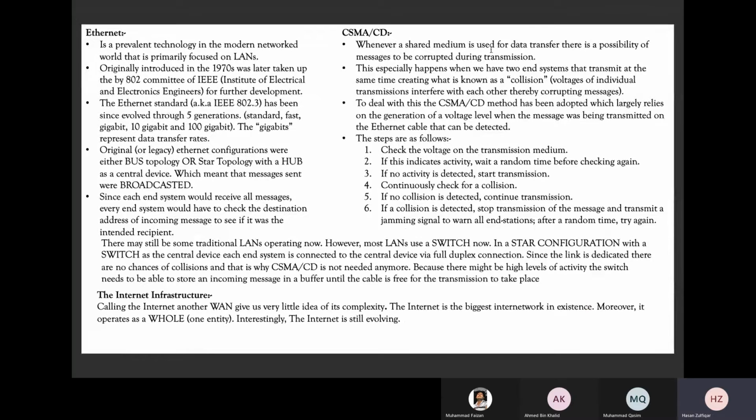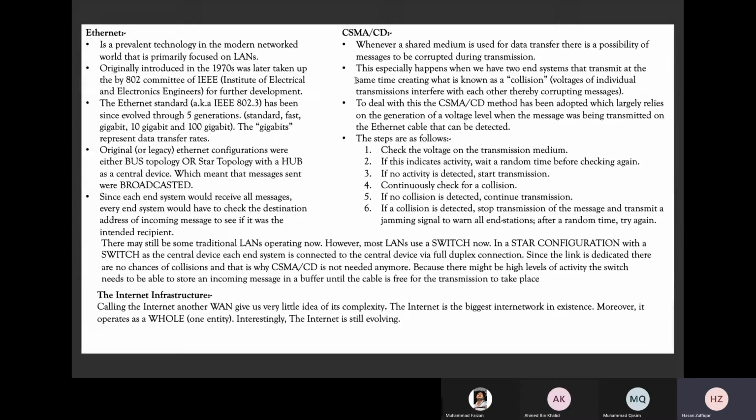Whenever a shared medium is used for data transfer, there is a possibility of messages being corrupted during transmission. And that is the case for your bus topology. This especially happens when two end systems transmit at the same time, creating what is known as a collision. Collision basically means that data is being lost. The data is, in a sense, colliding with each other and being corrupted. And corrupted data cannot be used for any further processing. It has no value of information whatsoever.